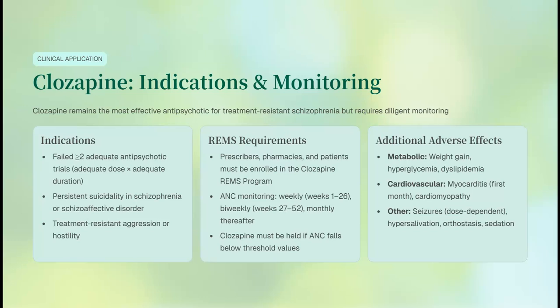Serious adverse effects require patient education up front. Metabolic complications like weight gain, hyperglycemia, dyslipidemia: screen for them and monitor. There's a risk of myocarditis, especially in the first month. And then cardiomyopathy can develop later. Seizures are dose dependent, so be careful when you're titrating. Other complications, they may have hypersalivation, orthostatic hypotension, and sedation. They're common, but they're manageable.